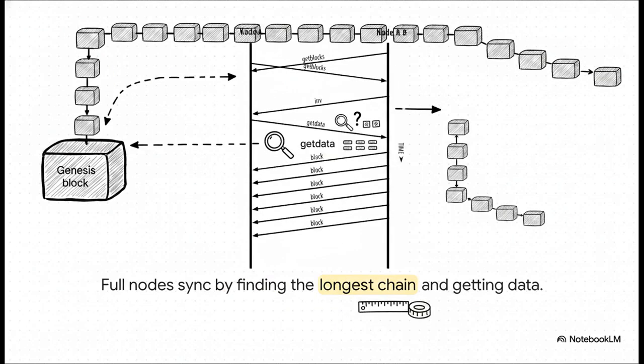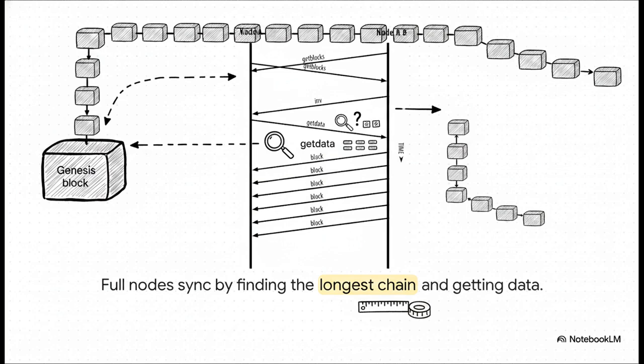But here's the catch. If you're a full node, you have a lot of catching up to do. You're starting with only the hard-coded Genesis block, and you have to download hundreds of gigabytes of history. That's a massive amount of data. Nodes handle this by first comparing their block heights. Then, using inventory signals, they basically ask the network, hey, who has the longest chain here?